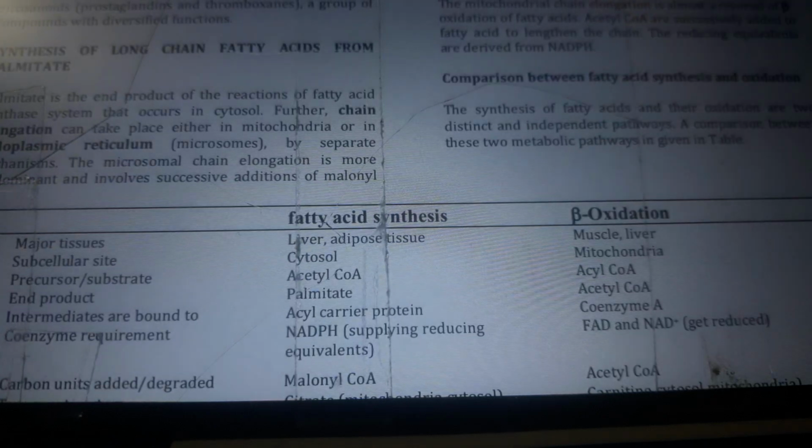And the mitochondrial chain elongation is almost a reversal of beta oxidation of fatty acids. Acetyl-CoA is successively added to the fatty acid to lengthen the chain. The reducing equivalents are derived from NADPH.